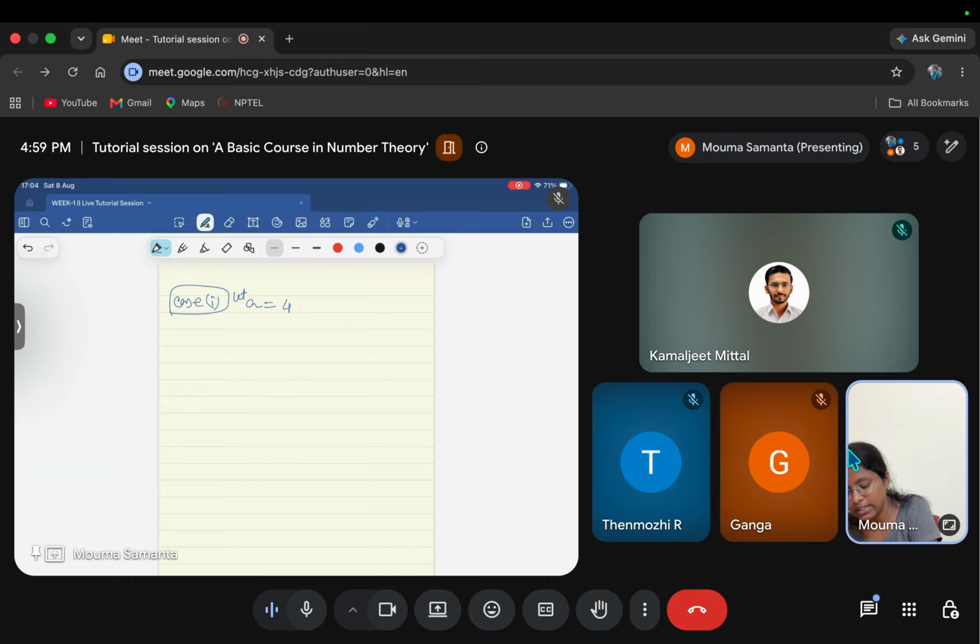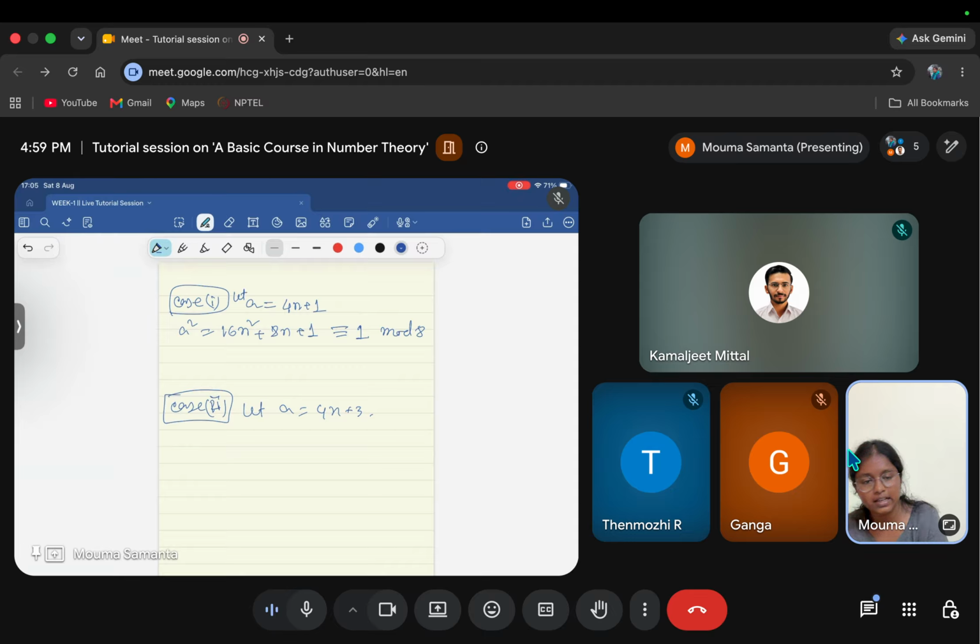So case 1 is a equals 4n plus 1, and case 2, let a equals 4n plus 3. Now for 4n plus 3, what is a square? This is 16n^2 plus 24n plus 9, and this is congruent to 1 mod 8. So this is the form where if you divide by 8, you can directly see that this is congruent to 1.